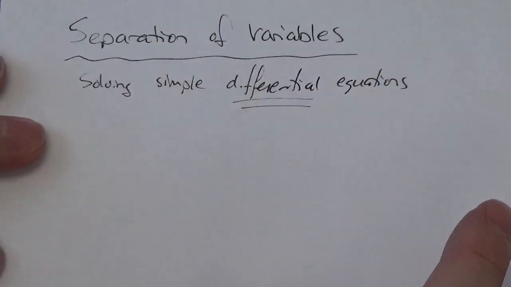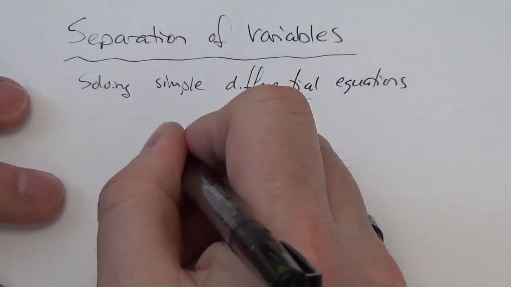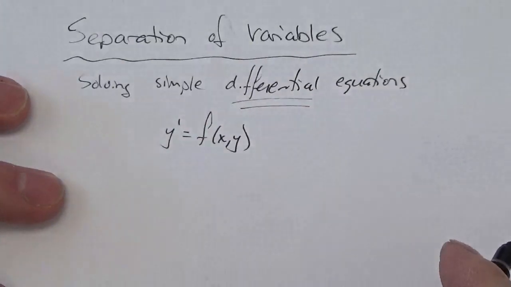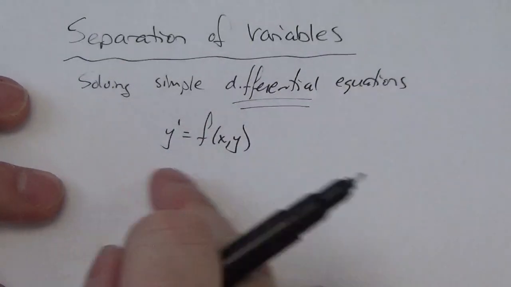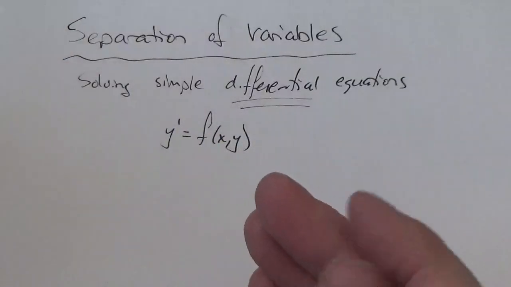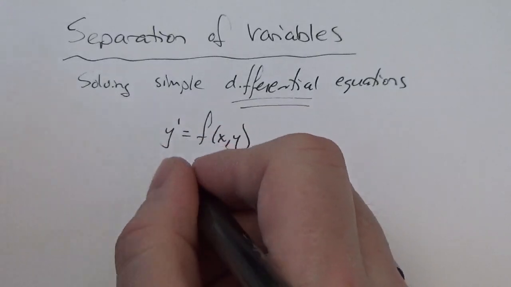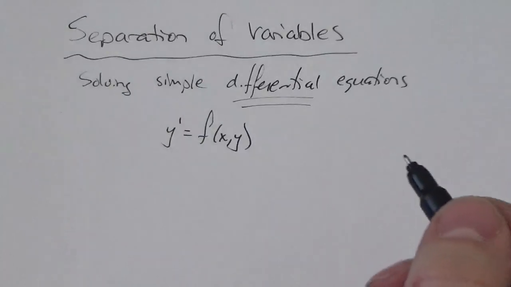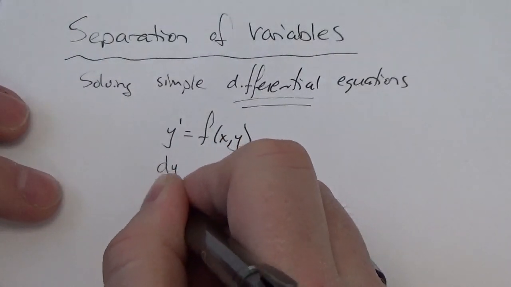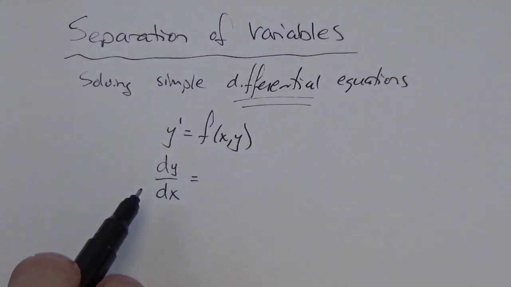What we're looking at here essentially is a situation where we've got the derivative, and the derivative is going to equal some function of x and y. Now, when it's written like this, that doesn't really help us out that much. So we're going to change the notation just a little bit. Instead of writing y prime, which is what we've been doing this whole course, we're going to go back to this notation, dy by dx, the ratio of differentials.